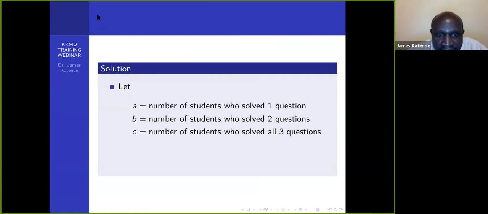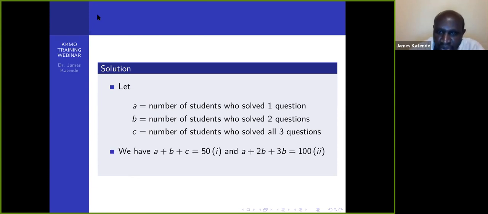We have three variables, A, B, and C, where A is the total number of students who solved exactly one question, B is the number of students who solved exactly two questions, and C gives the number of students who solved all three questions. So this partitions the students into three groups. And if you add A plus B plus C, you should get 50, because 50 was the number of students. So if you add up all the students, you should get 50.